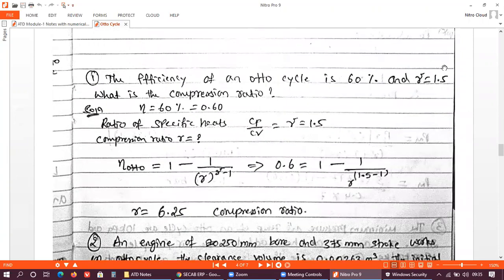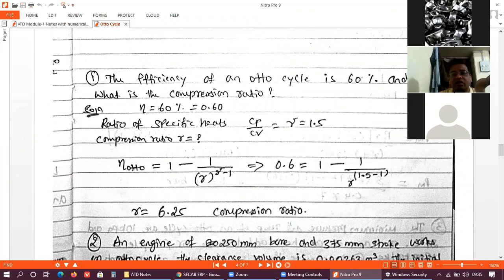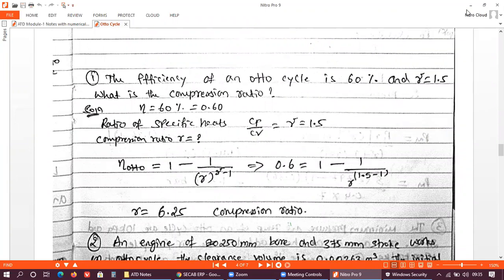Any doubt? It is clear now, sir. If you know the equation for the efficiency of the Otto cycle, then you can easily solve this. Okay, now coming to the second problem.